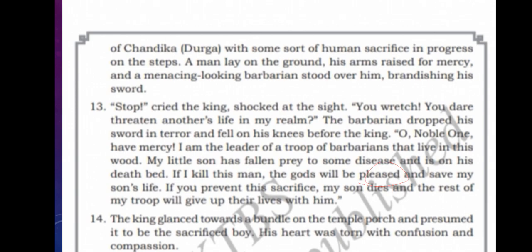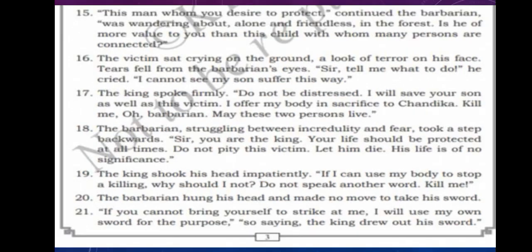The king glanced towards a bundle on the temple porch and presumed it to be the sacrificed boy. His heart was torn with confusion and compassion. So the king saw the bundle on the temple porch and presumed it to be the sacrificed boy. There was a son, and the son was crying in pain, and the barbarian was ready to kill the victim. So all this was seen by Meghavahana.